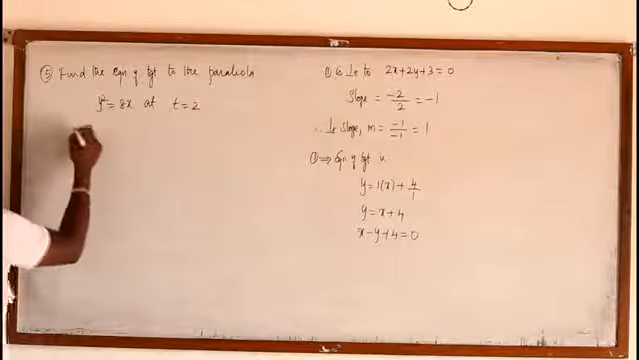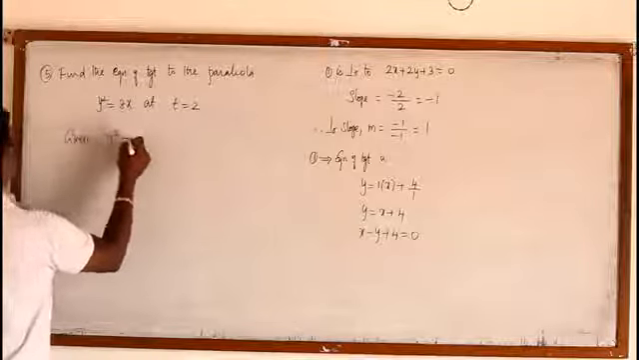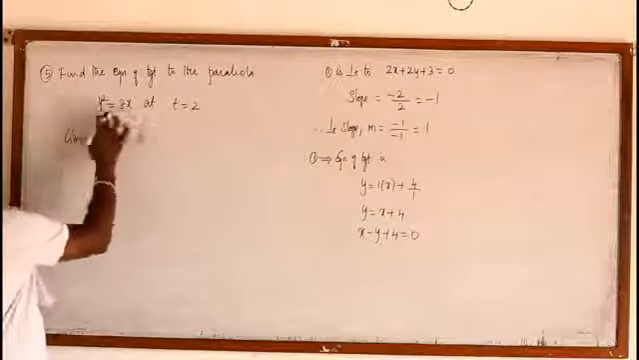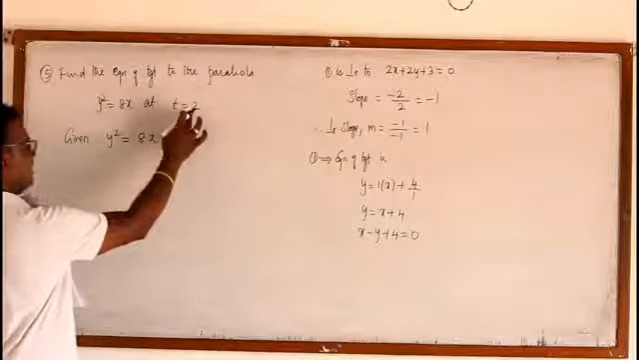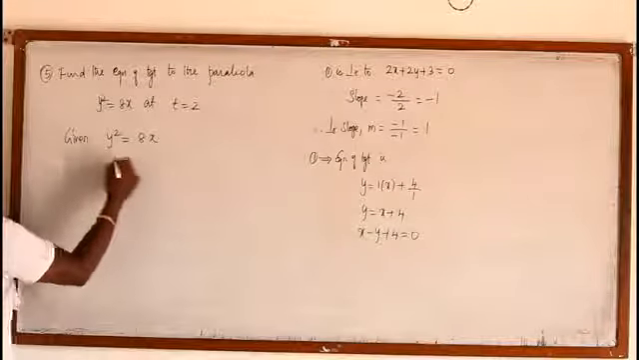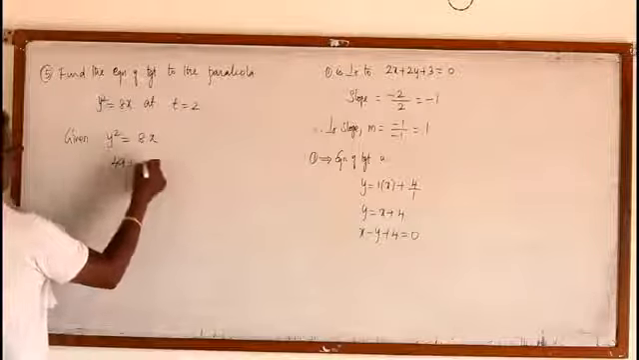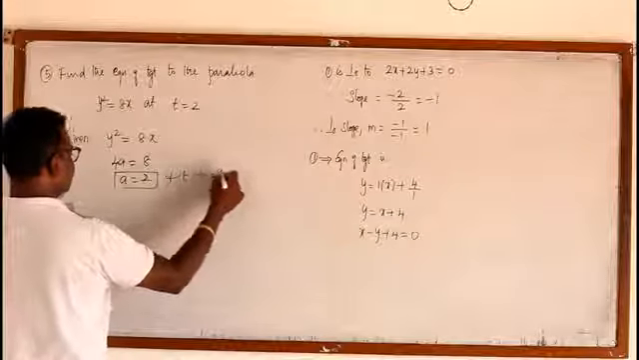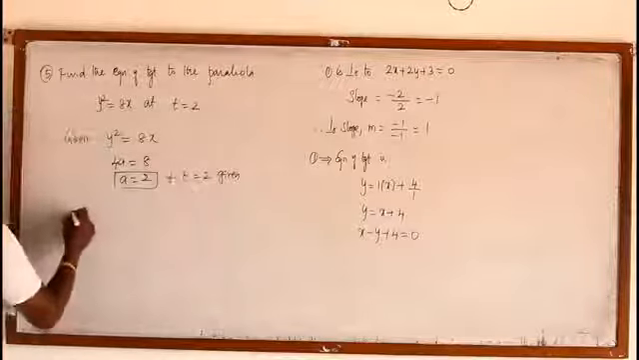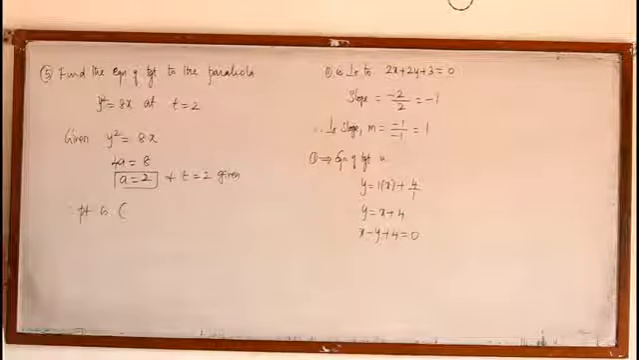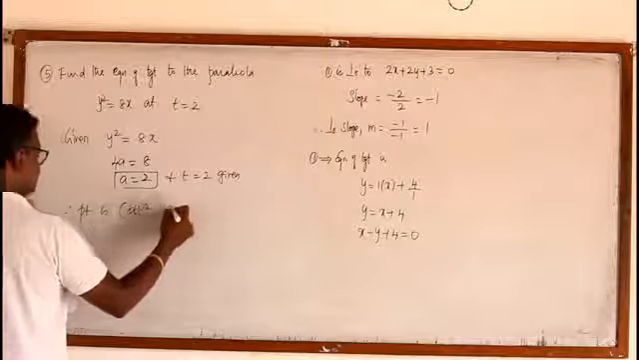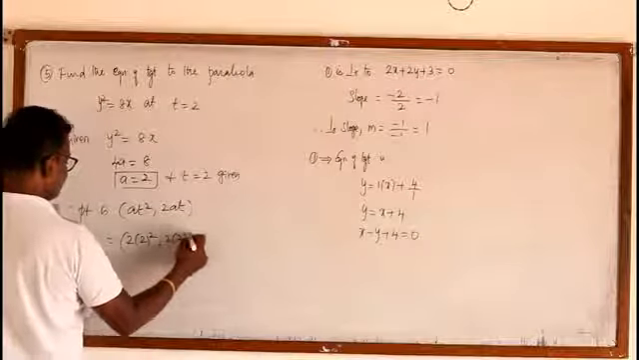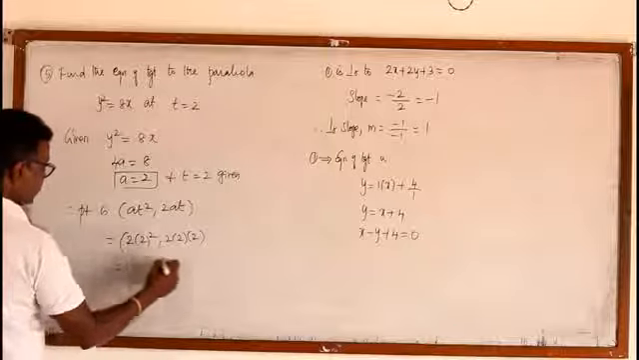Same thing. Given y square equal to 8x. If I know the point, I can find the equation of tangent by splitting the equation, isn't it? To get the point, they gave t equal to 2. We shall try to use that. This is of the form y square equal to 4ax. So in the place of 4a we have 8, therefore a equal to 2 and t equal to 2 given. The point on the parametric equation of parabola is at square comma 2at. Substituting here, a is 2: 2 square, and 2 into 2 into 2, so it is 4 and 8.